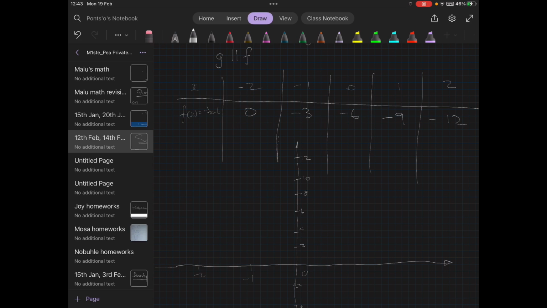You know what I did? What did you do? I only planned for the graph of f of x. I forgot about g of x. We're going to have them on the same system of axes. Yeah, so I forgot that. That's how you lose marks. I forgot about its existence. That's how you lose marks.